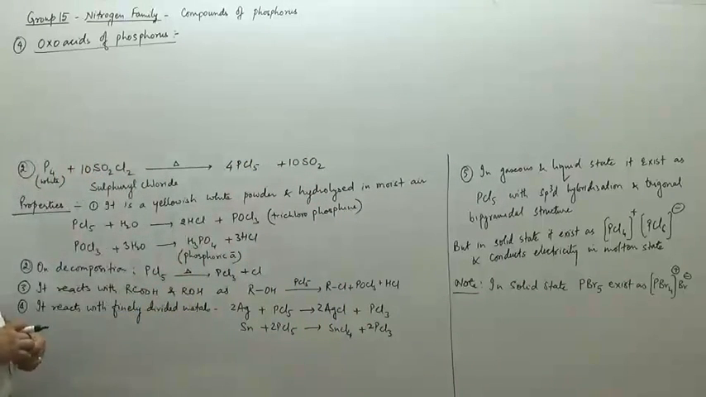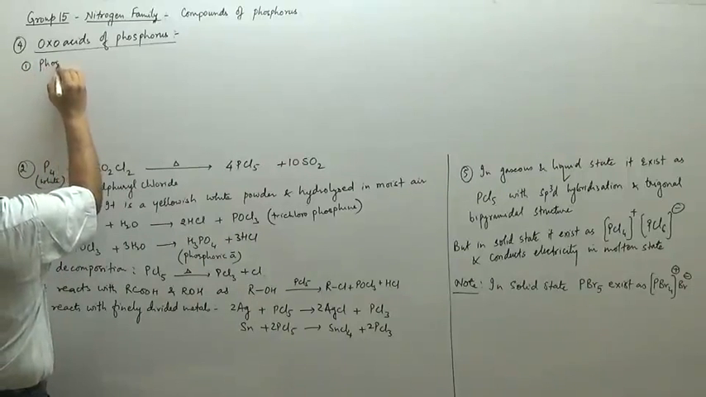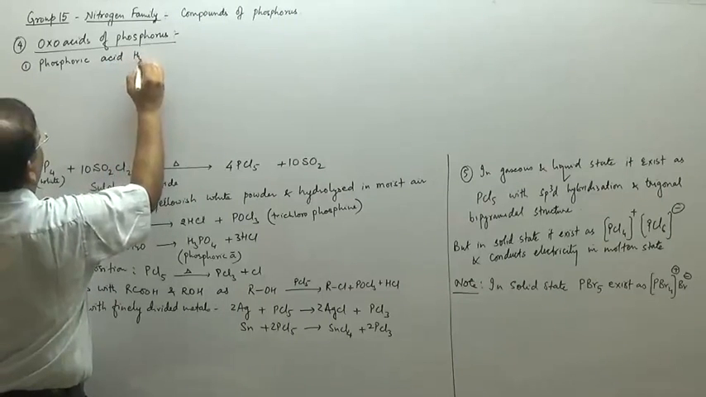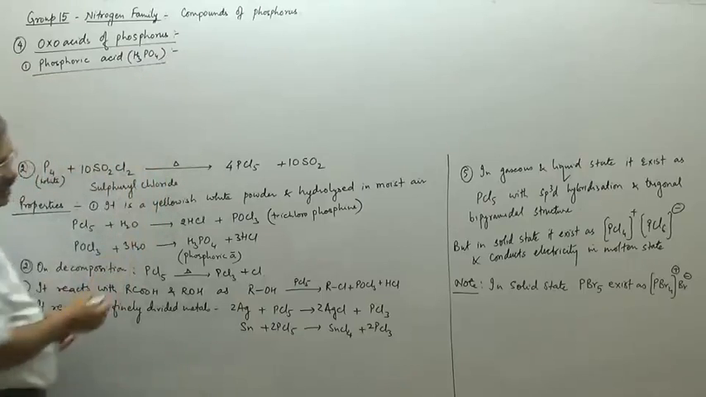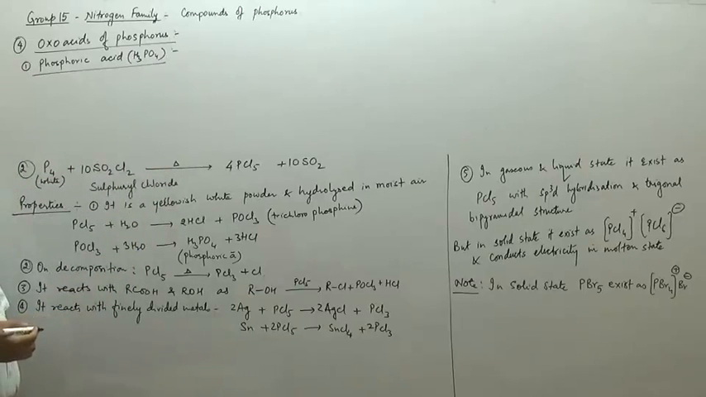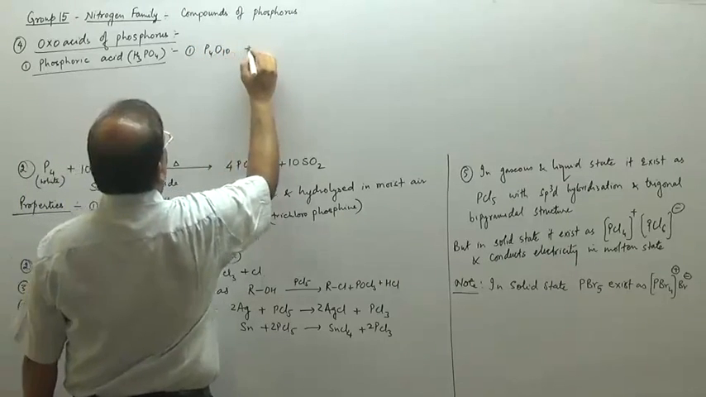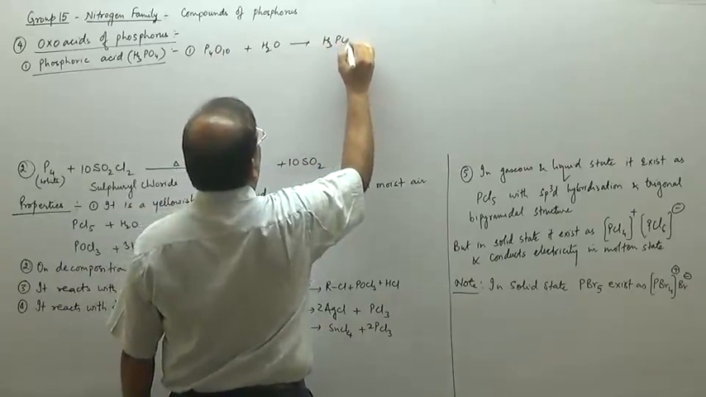First we are going to write phosphoric acid, that is H3PO4. How do we get phosphoric acid? It is by hydrolysis of P4O10. So P4O10, when it gets hydrolyzed with H2O, gets converted into H3PO4.